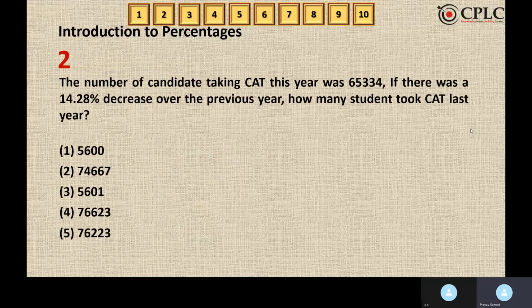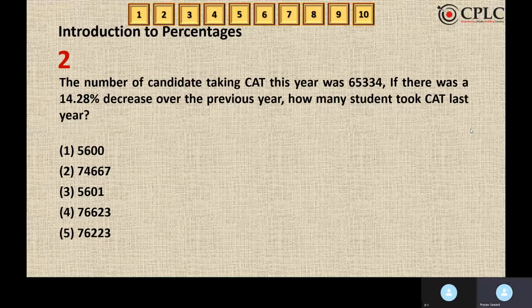Second question says the number of candidates taking CAT this year was 65,334. If there was a 14.28% decrease over the previous year, how many students took CAT last year? Understand one thing, that there was a decrease over the previous year. So there was some value in the previous year, that value got decreased by 14.28%, and we got this year's value, that is 65,334.